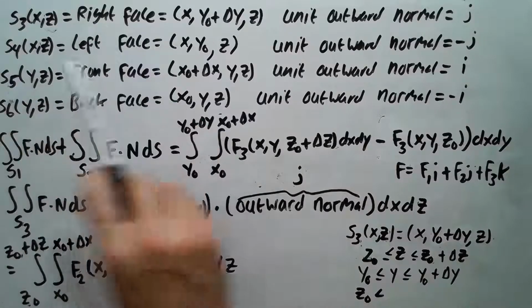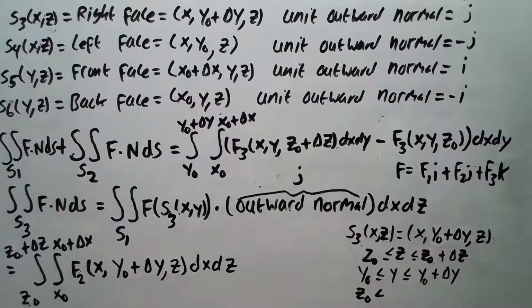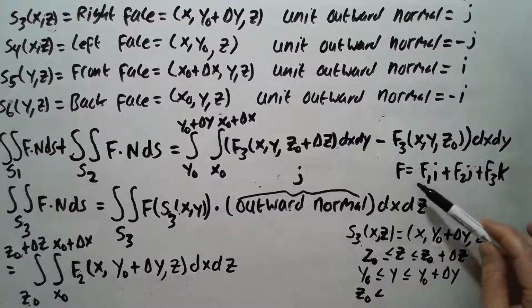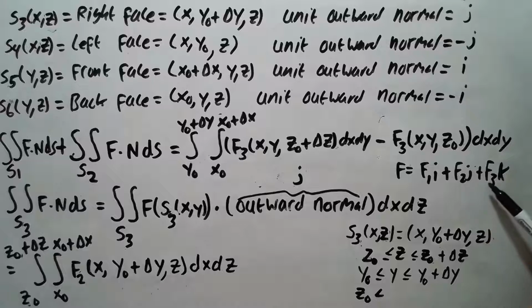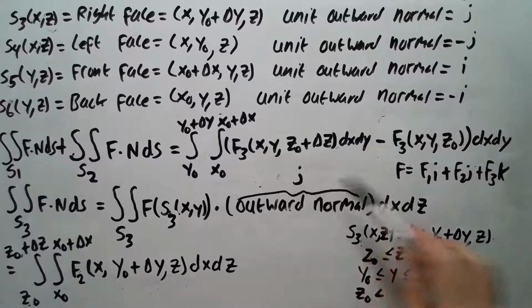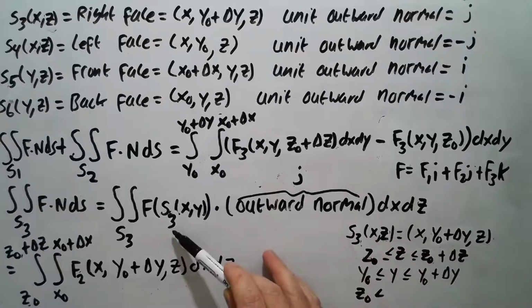So it's the right face. We said the unit normal is J. So it should be S3 here. It'll be F composed with S3 dotted with the outward normal, which is J here. And again, my F vector field is F1 I, F2 J, F3 K. So dotting with J is going to pick up the F2 guy. So it's going to be F2 composed with S3.